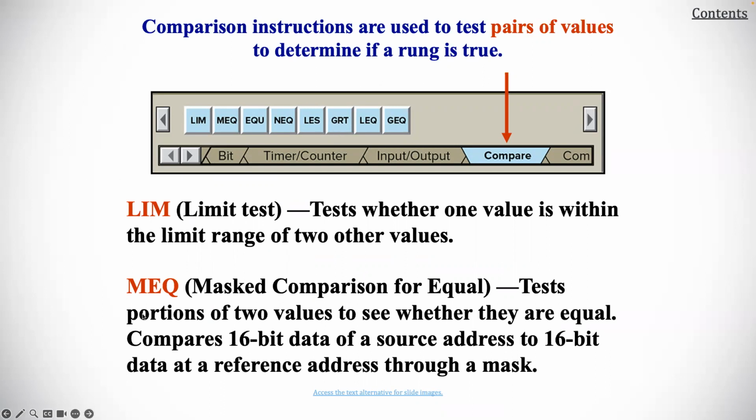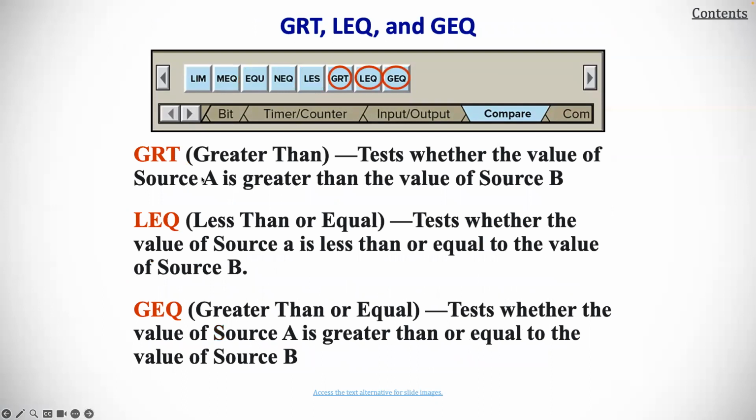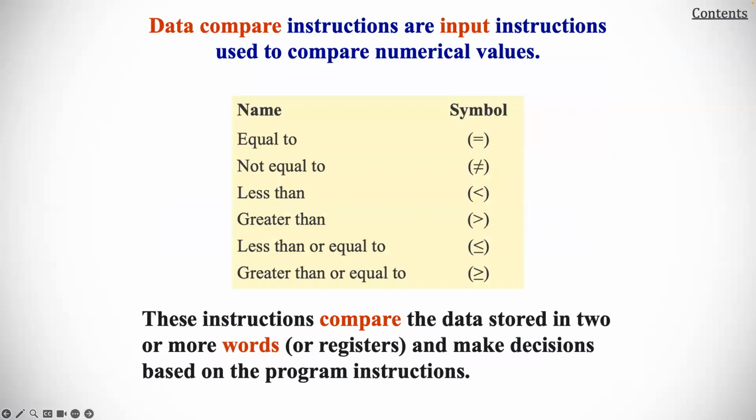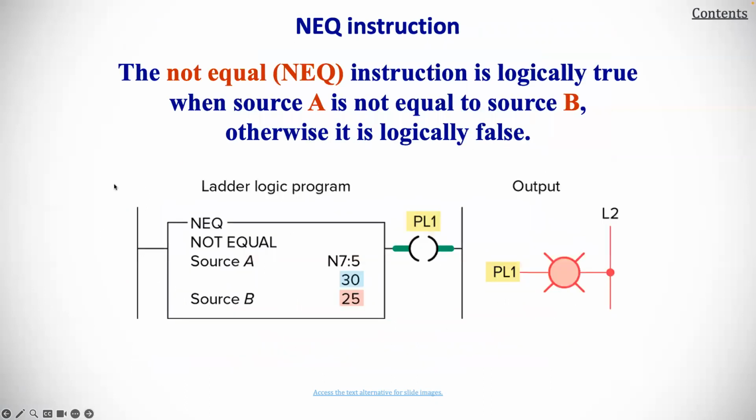LIM, MEQ, you can see all of that, EQU, equal, NEQ, LES. These are all just walking through the things that are on the menu. GRT, greater than, LEQ, less than or equal, or GEQ, greater than or equal to. So these are probably familiar to you. We saw this summary on the first slide, and we're just walking through those details as we go along. So those are all possible things.